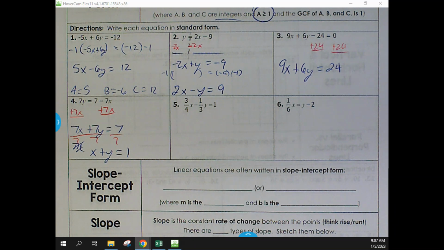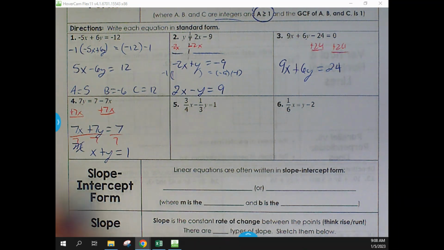Okay, so if you got these, you've got 3/4 x minus 1/3 y equals 1. Standard form, no fractions, which is what everybody likes because nobody likes fractions. Even if you were Mr. Bird and you were stuck in fraction land, you probably still didn't like it then. So we've got to basically get rid of the fractions here.